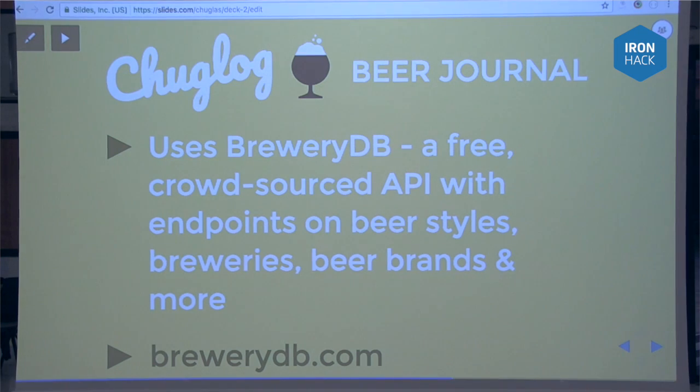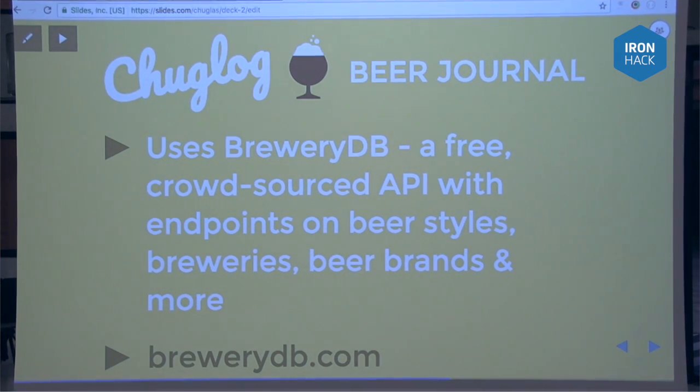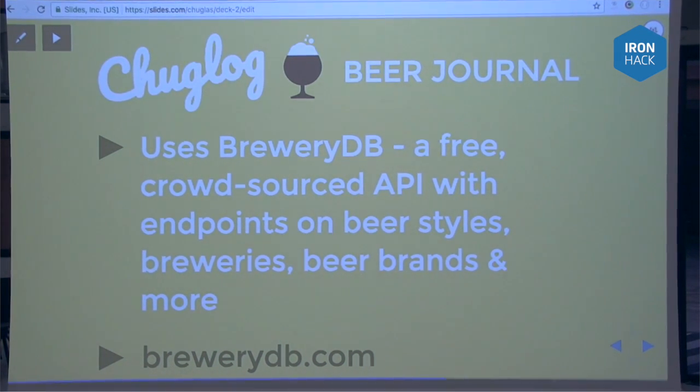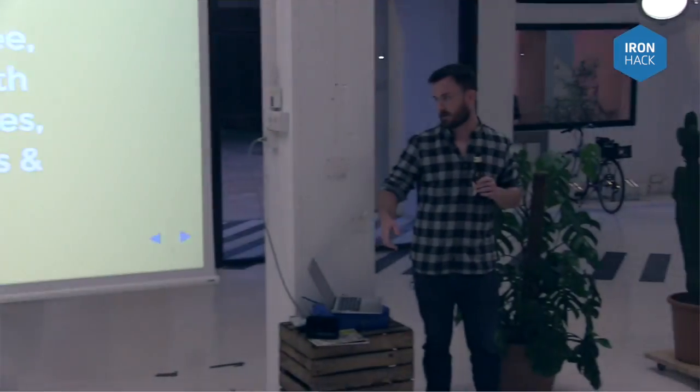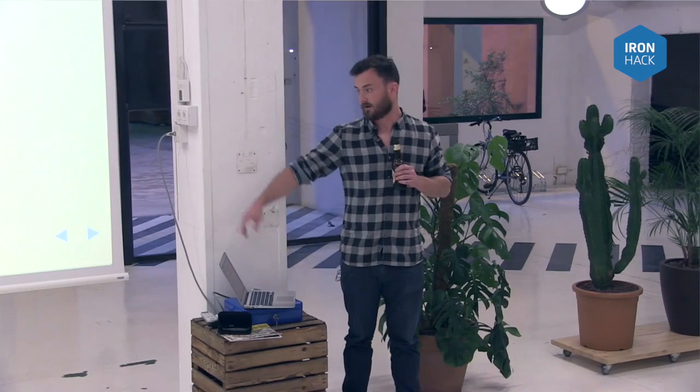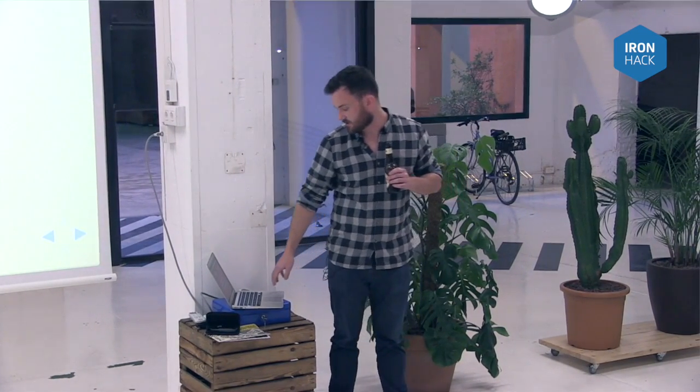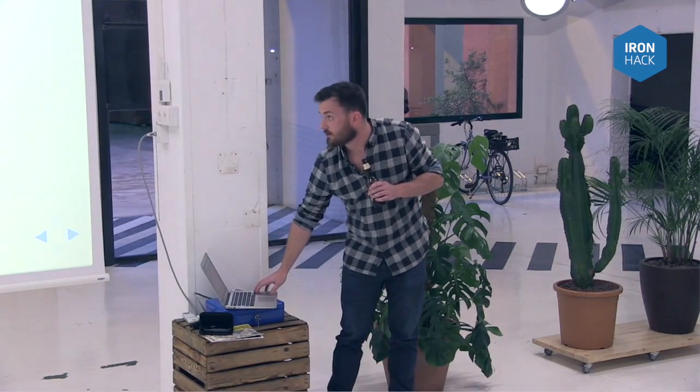I'm using BreweryDB, which is a free crowdsourced API where you can hit certain endpoints and pull in all sorts of really cool data on beer styles, breweries, different beer brands, and all sorts of other cool stuff. BreweryDB is where you can see all that.